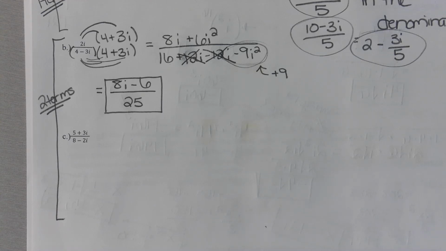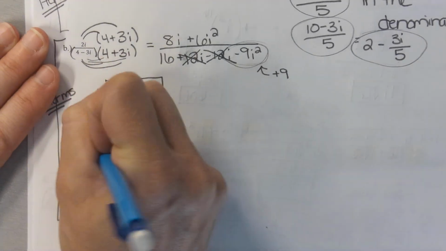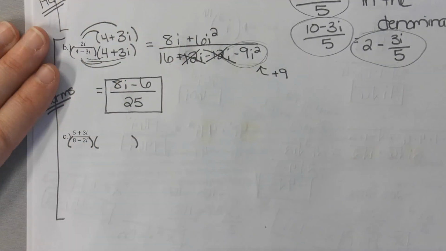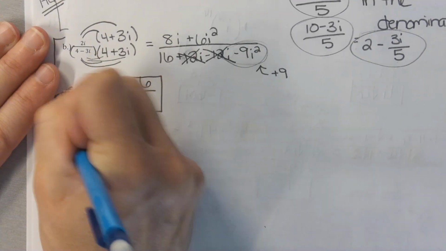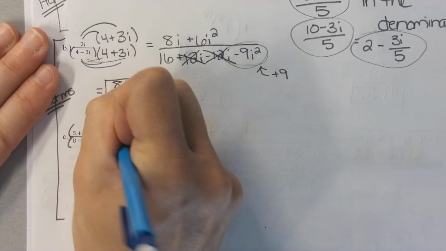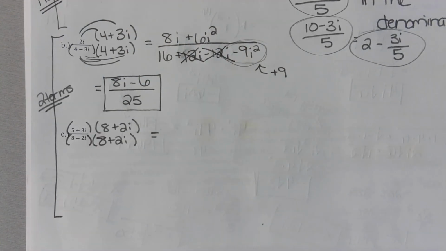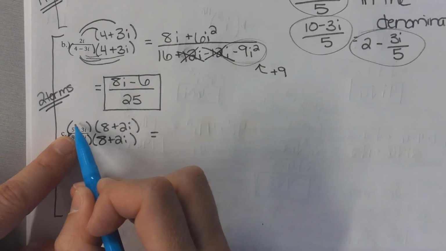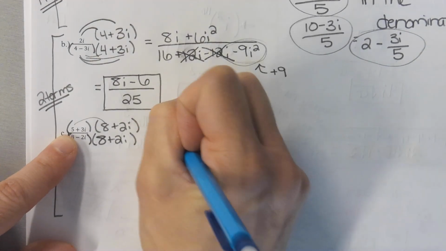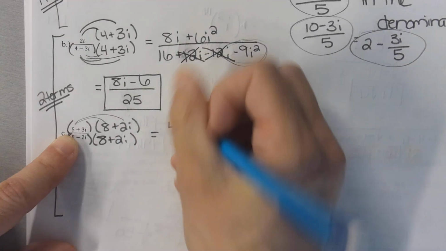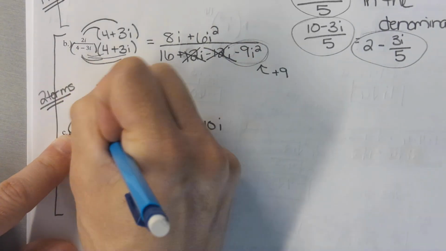Same issue. We have two terms, so we need to multiply by the conjugate. In this case, what should I multiply by? 8 plus 2i. And if I do it to the bottom, I have to do it to the top. Here we go. We've got two FOIL situations. 5 times 8. 40. 5 times 2i. 10i. 3i times 8.